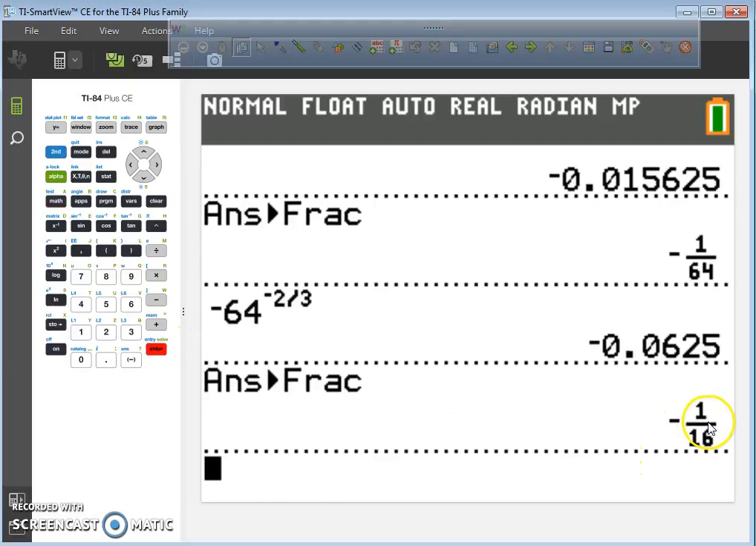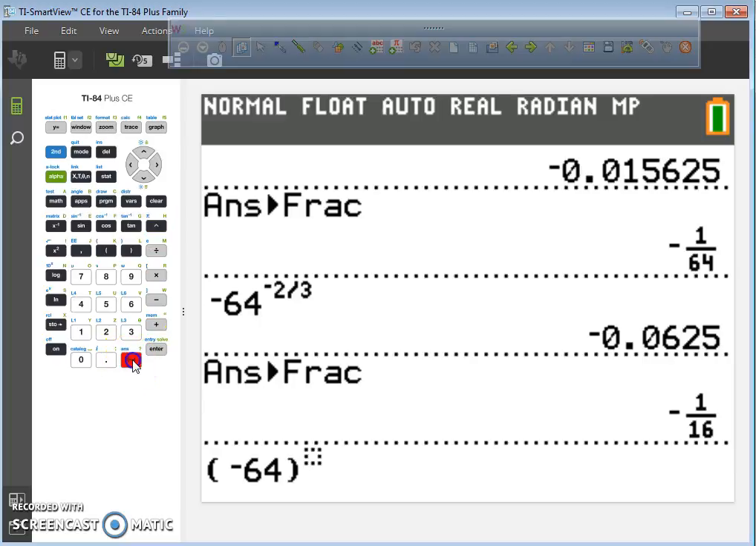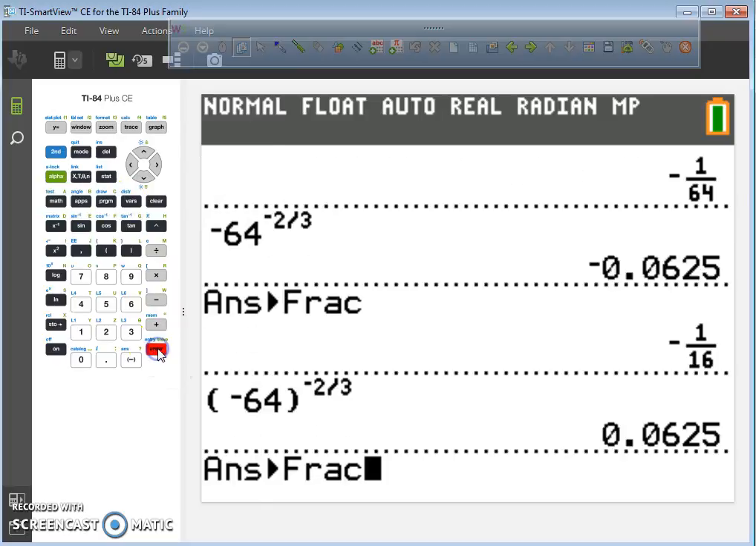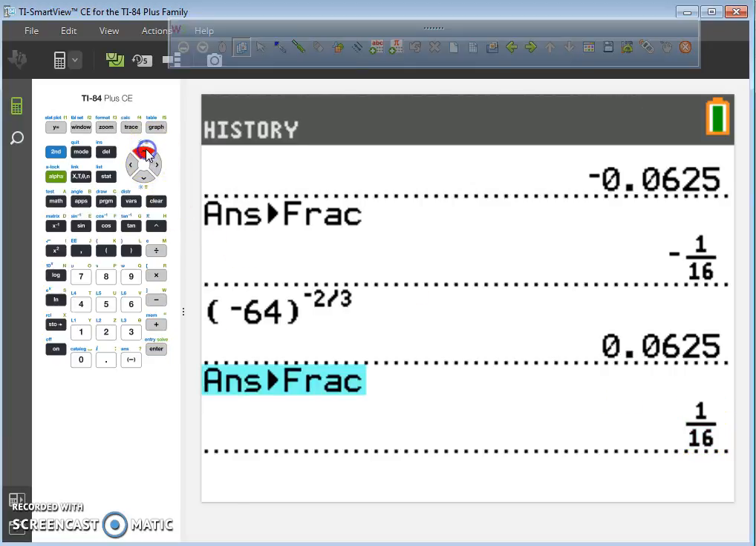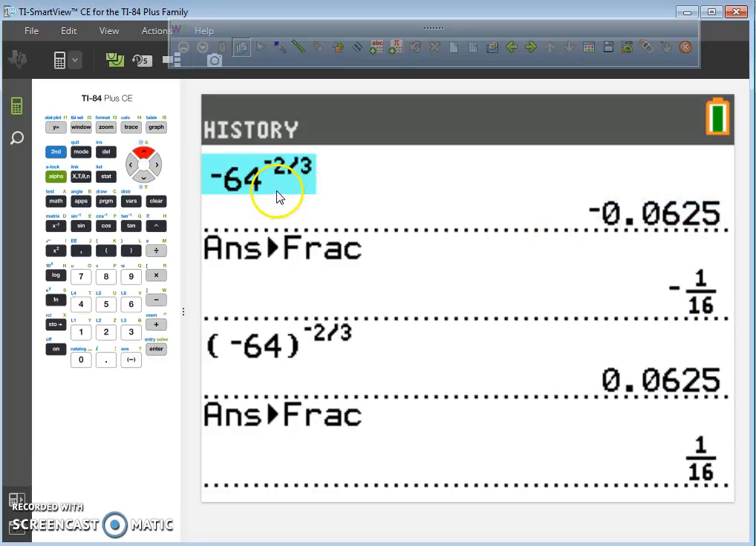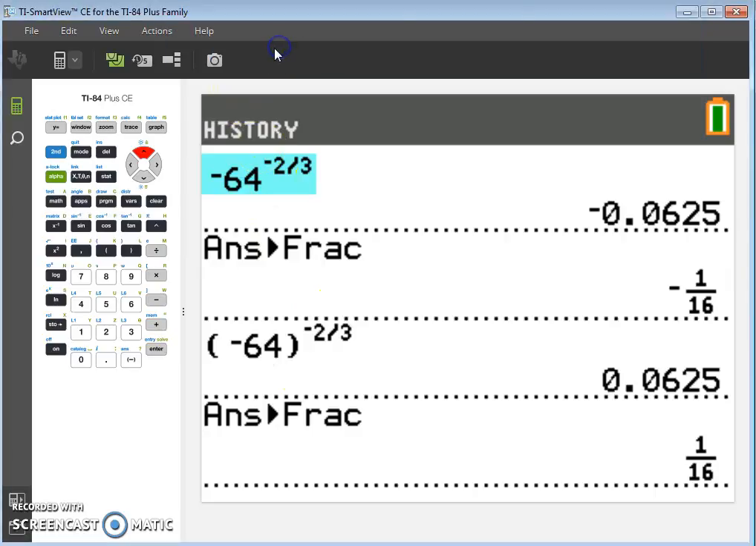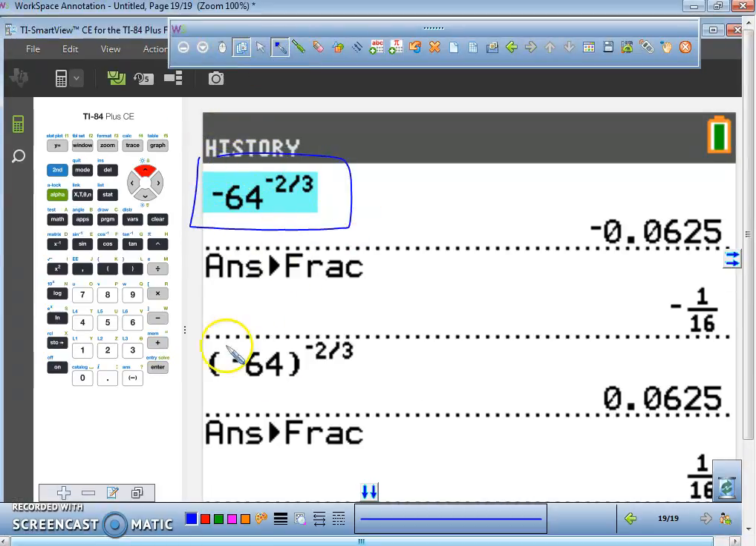That becomes negative 160. Well, watch what happens if I open up the parentheses and type in negative 64. Close the parentheses. Raise it to what? Negative 2 divided by 3. Look what your final answer will be. Positive. So if the negative is on the inside, this becomes a positive. But if the negative is on the outside, when we go up here, look at the negative. You see, these right here, everybody. This problem right here is different than this problem. So yes, parentheses do matter. Okay, parentheses matter.